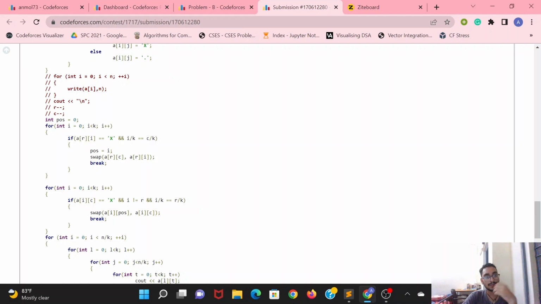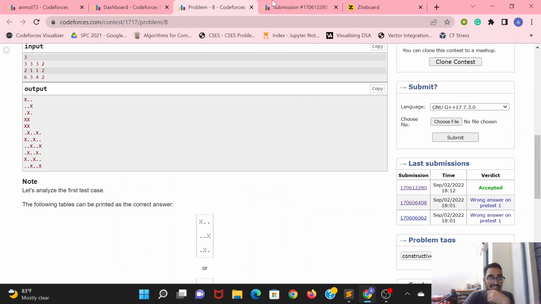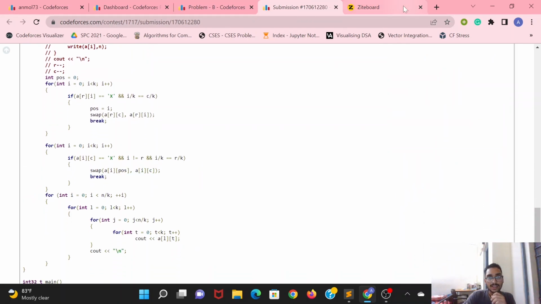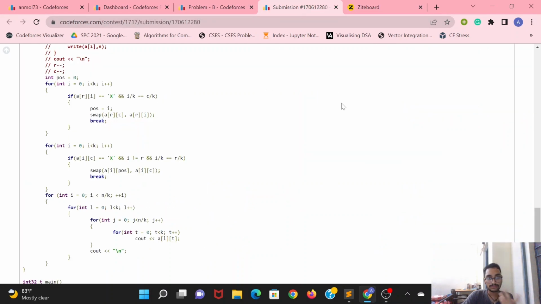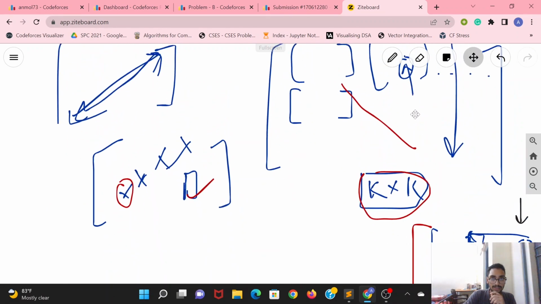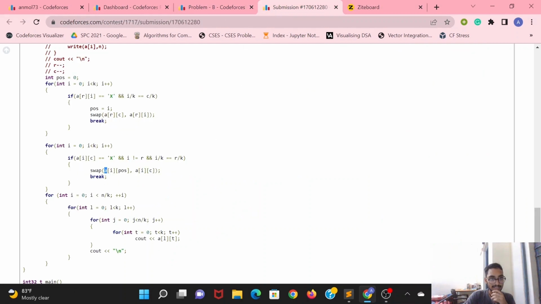Now I iterate through the column and I check i not equal to r. Basically, I don't want r comma c to be considered because r comma c already has an x, because I've just now swapped them. And after that, I swap these both. So as we just discussed, a of i comma pos and a of i comma c. After you swap this board, you'll get something like this out here. And then you swap this one and the corresponding thing here. So that is what I've done in this part of the code.